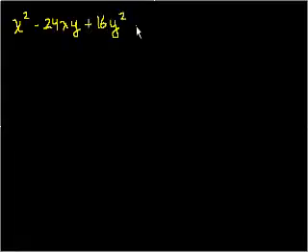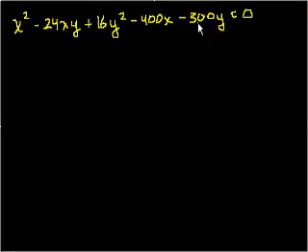So the implicit function they gave was x squared minus 24xy plus 16y squared minus 400x minus 300y is equal to 0. So how do we do this? Well, we take the derivative of both sides with respect to x.